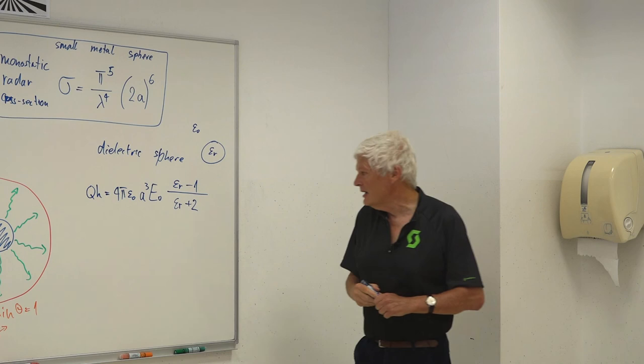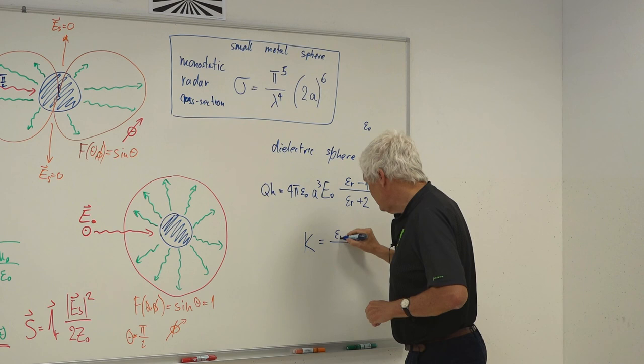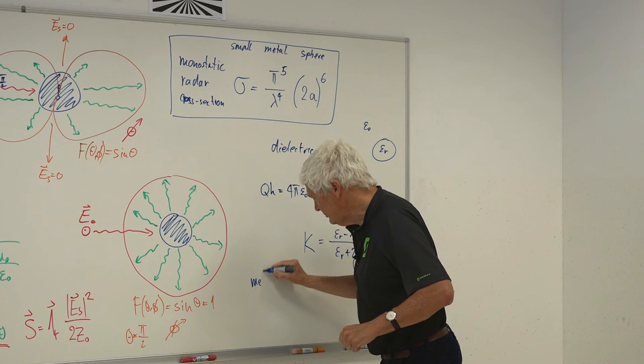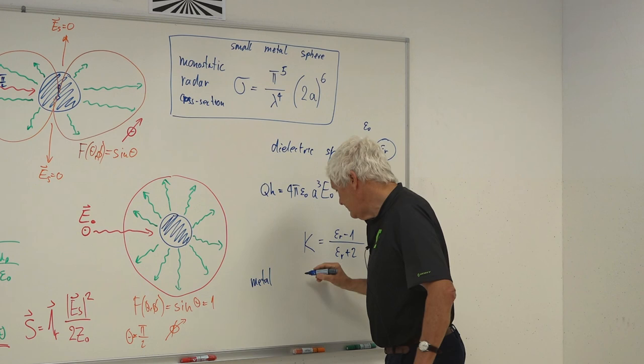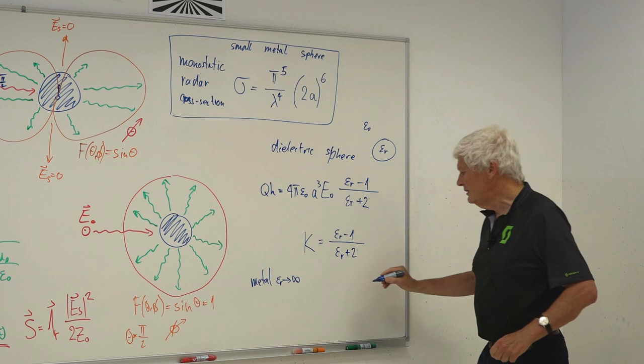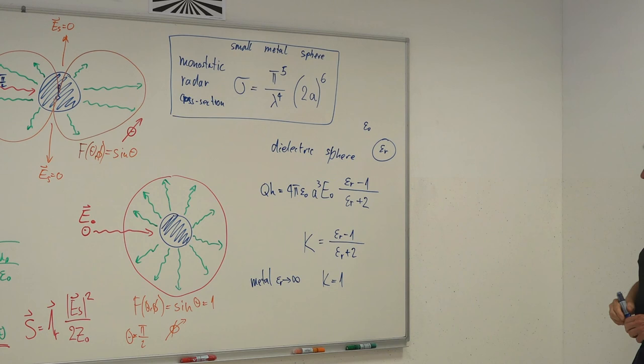This dielectric factor is usually written as uppercase K, equal to epsilon relative minus 1 over epsilon relative plus 2. You can see that if we go for a metal sphere, the permittivity goes towards infinity for a metal. And if I plug in infinity here, I get that K is equal to 1. Where does this K play a role? It plays a role for the dielectric sphere.